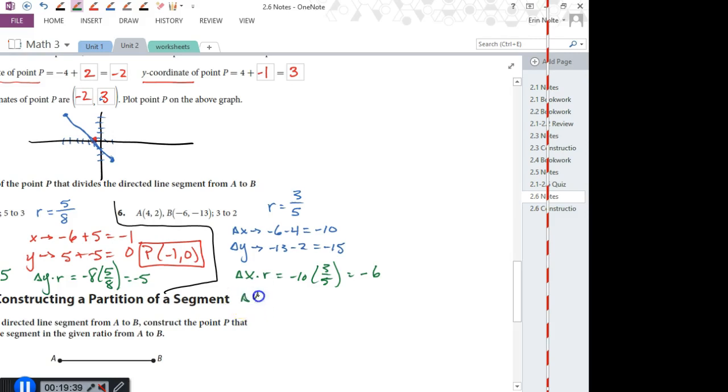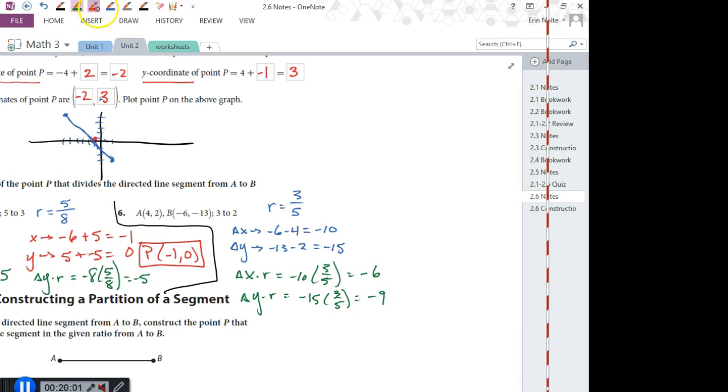All right, so from here, we're going to multiply my rise by my rate. So -15 times 3/5. So -9, good.